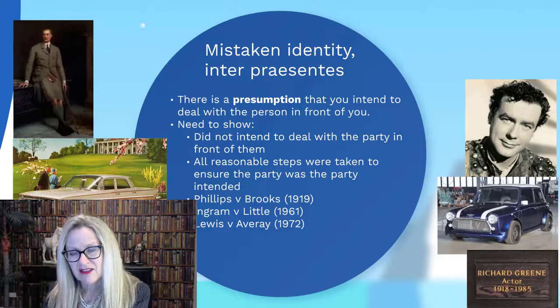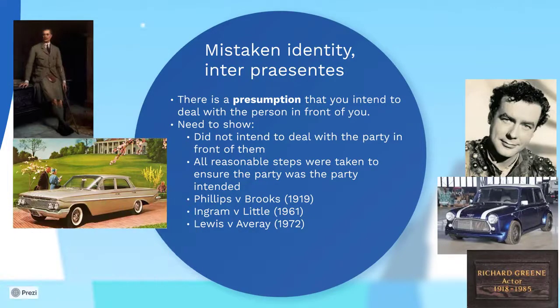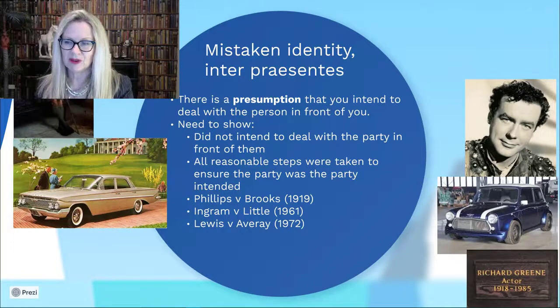The Ingram and Little case is another Denning case that caused many academics some consternation, shall we say. But Lewis and Avery is the one that has had most consensus of opinion that it was quite a reasonable outcome. In that case, one of those lovely little British mini-looking cars that I've got pictured on the right there was at issue, and the owner was approached by the rogue, who called himself Richard Green.